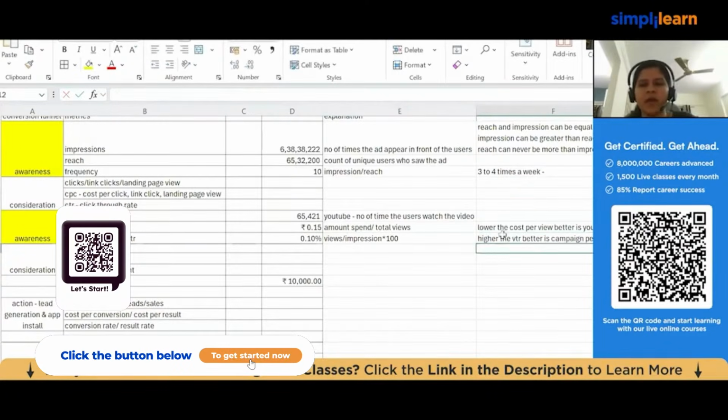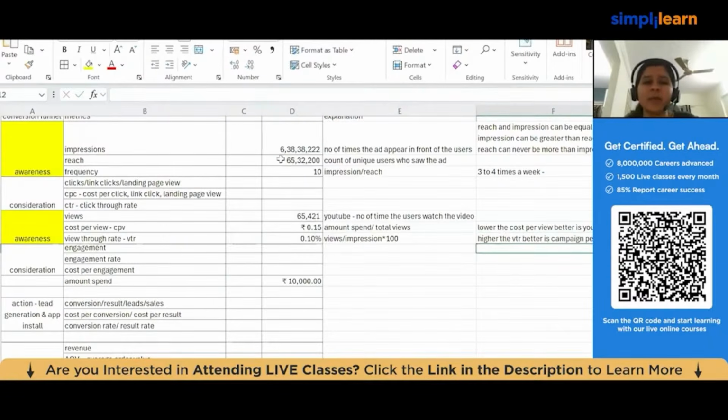Right now it's very poor. If you see the number, 0.10% means there are so many people who have seen the ad, but only a few people have viewed that particular video. So your goal should always be to decrease your CPV and to increase your VTR. Now if I put one more number over here, my VTR would obviously increase.